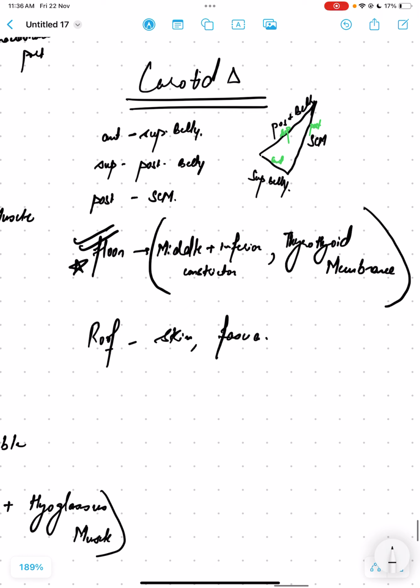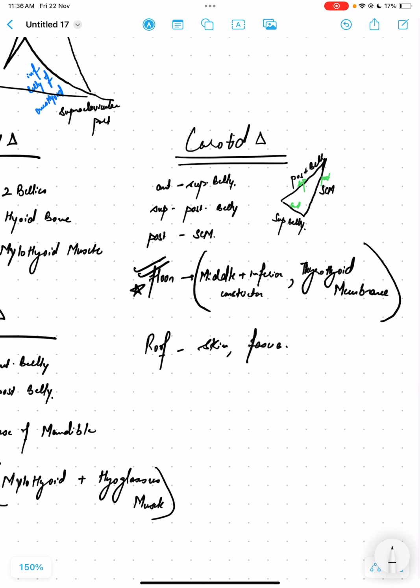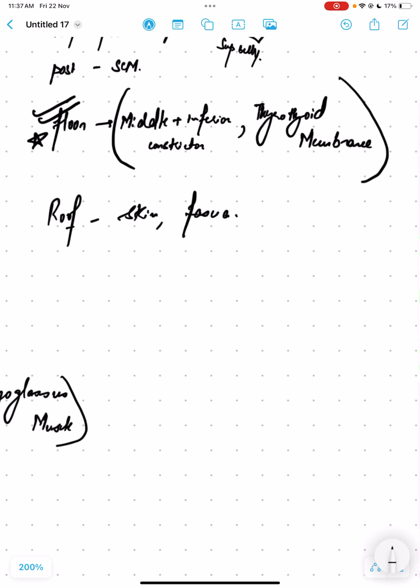So the submental triangle floor is formed with the help of the mylohyoid muscle. The digastric triangle, or the submandibular triangle, is formed with the help of two muscles, that is mylohyoid and hyoglossus, while the carotid triangle floor is formed with the help of the middle constrictor, inferior constrictor and thyrohyoid membrane. And then the most important thing in this is the contents.